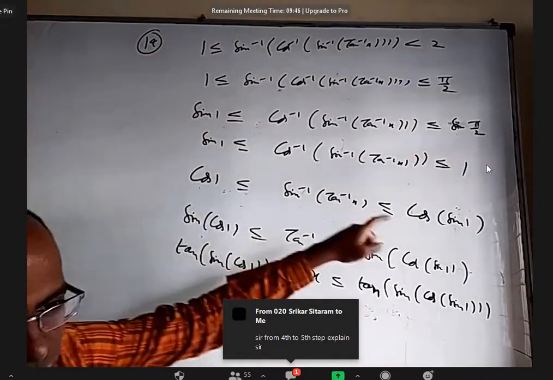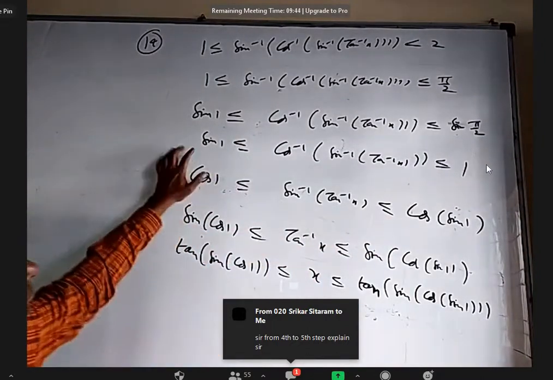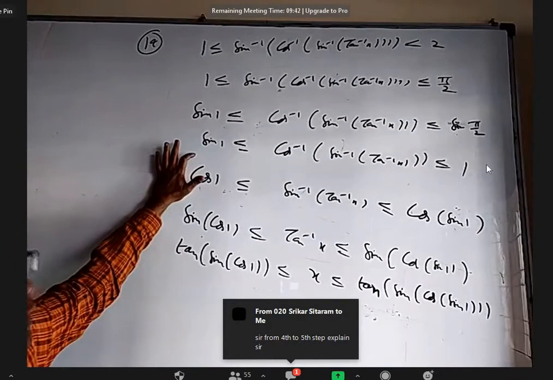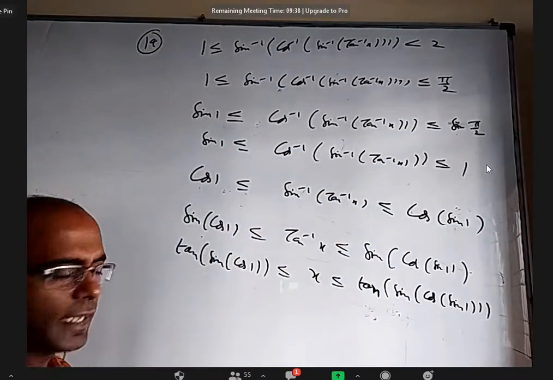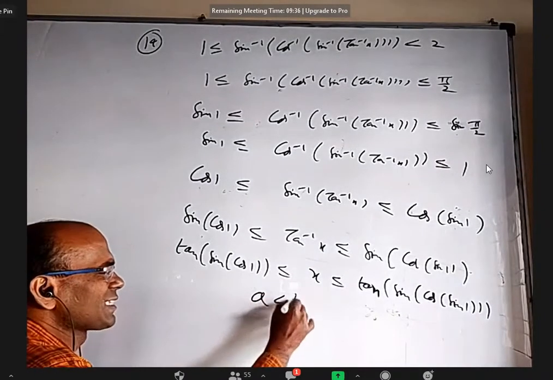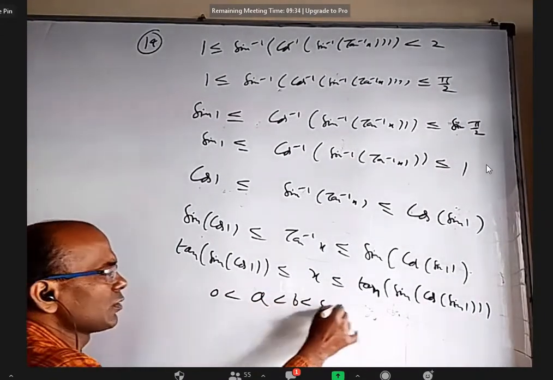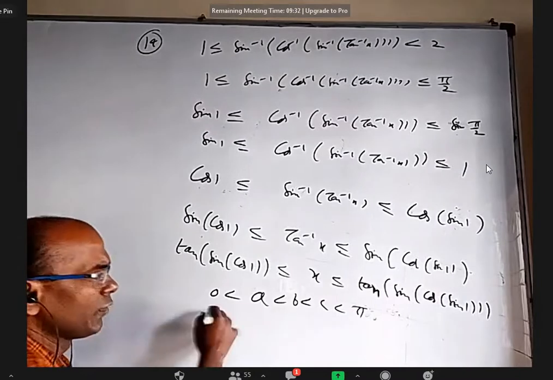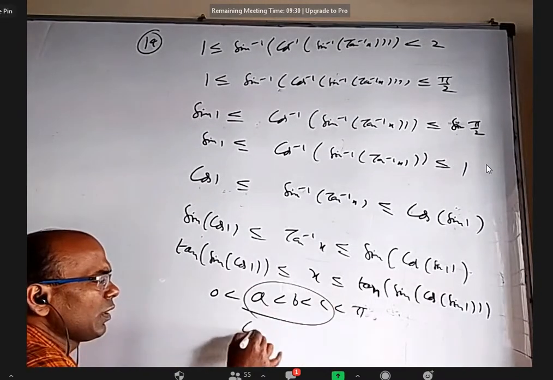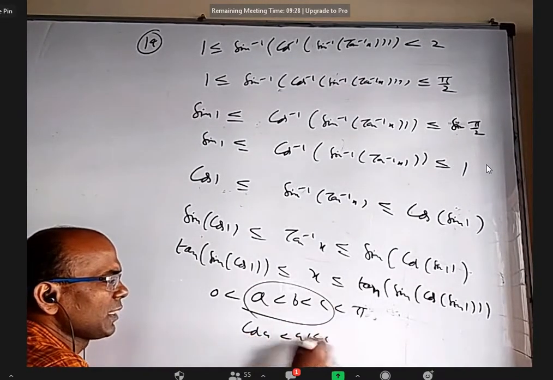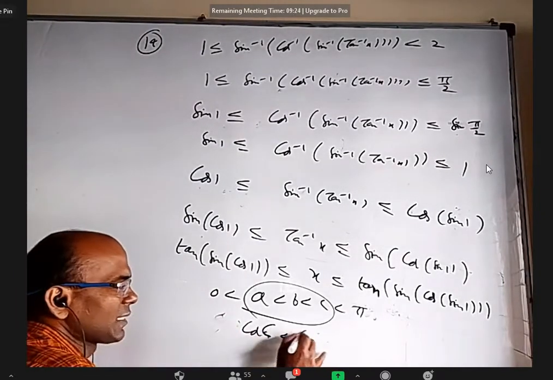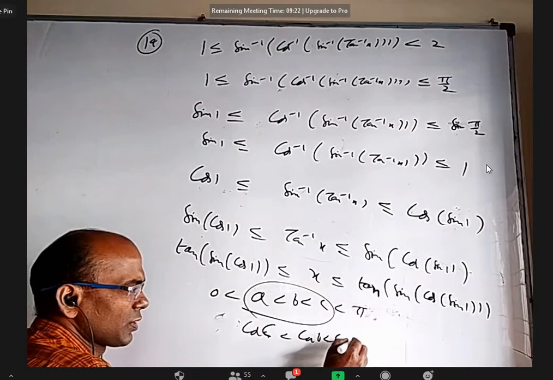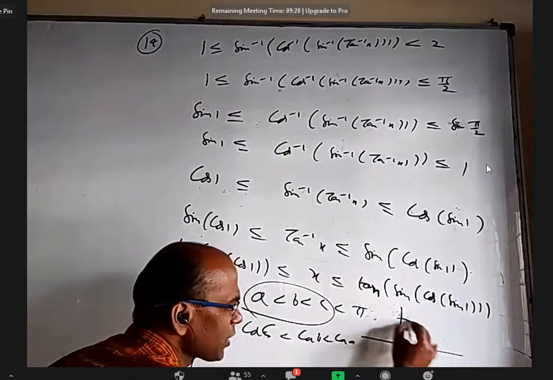I applied cos everywhere. But cos is a decreasing function. Cos of this will come here and cos of this will come here. I was giving the example that when a less than b less than c, within the principal values 0 to pi, when you apply cos, you will not get cos a less than cos b less than cos c. Wrong. Rather, you will get cos c less than cos b less than cos a. Why? Look at the cos graph.